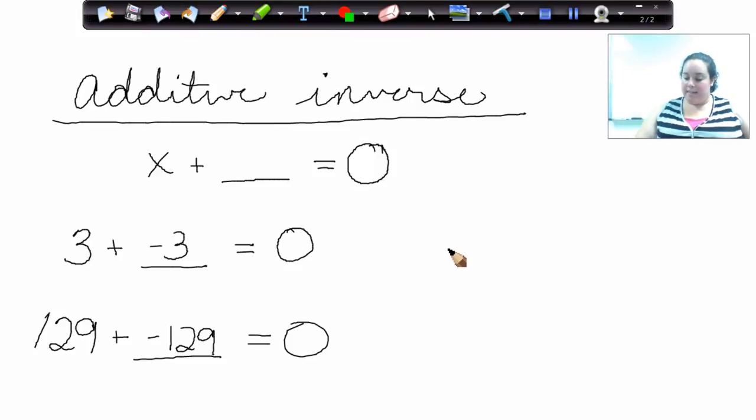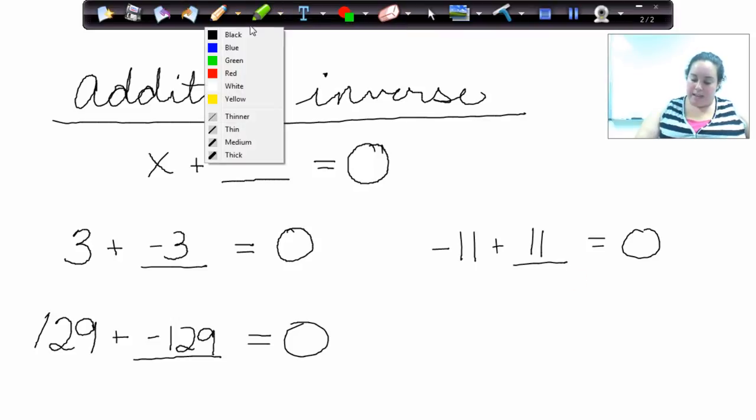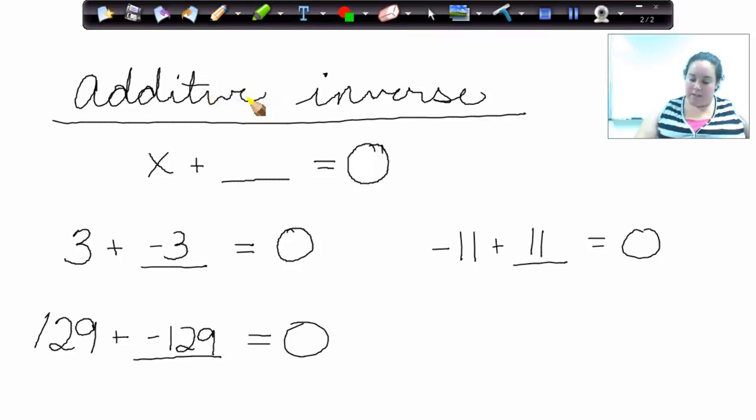What about if we had negative 11? What would we have to add to negative 11 to get 0? We'd have to add a positive 11. Negative 11 and positive 11 are inverses of each other. All right, so we have the inverse of a number, let's say x. The inverse is going to be the negative of that number.